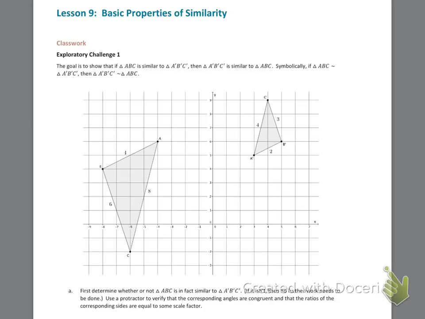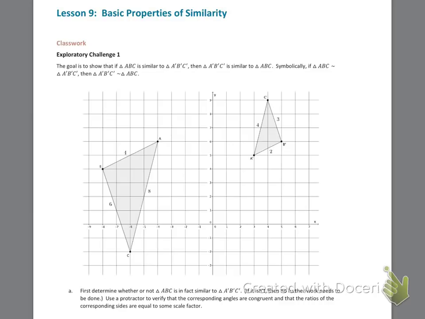All right, so in this first exploratory challenge, we are going to look at the question here. Let's read it. The goal is to show that if triangle ABC is similar to triangle A prime B prime C prime, then triangle A prime B prime C prime is similar to ABC. So it's answering the question of whether similarity is symmetric.